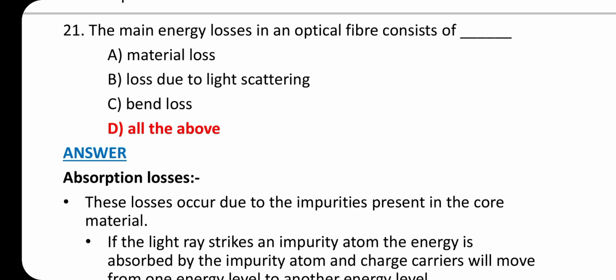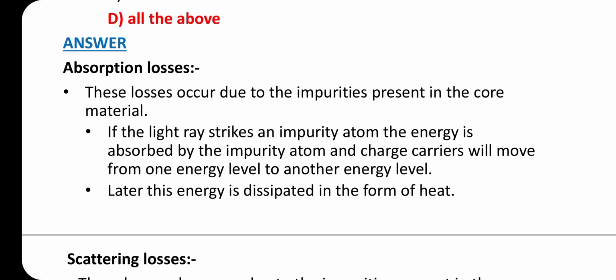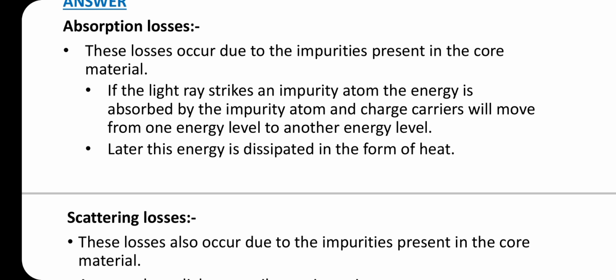The main energy loss in an optical fiber consists of, answer is option D, all the above, that is material loss, loss due to light scattering, bend loss. What is absorption loss? These losses occur due to the impurities present in the core material.